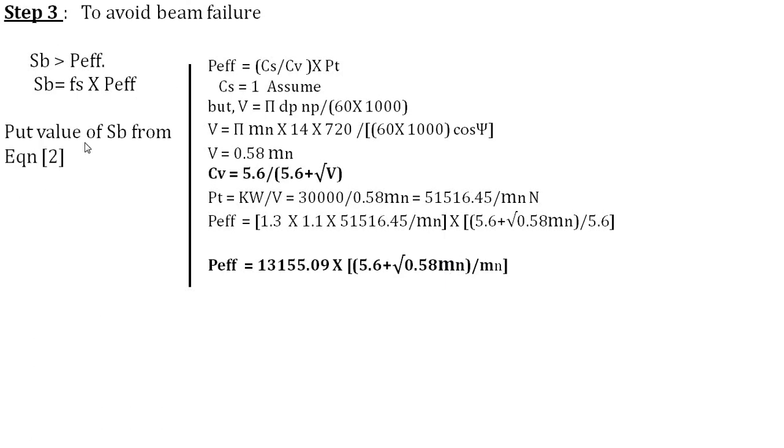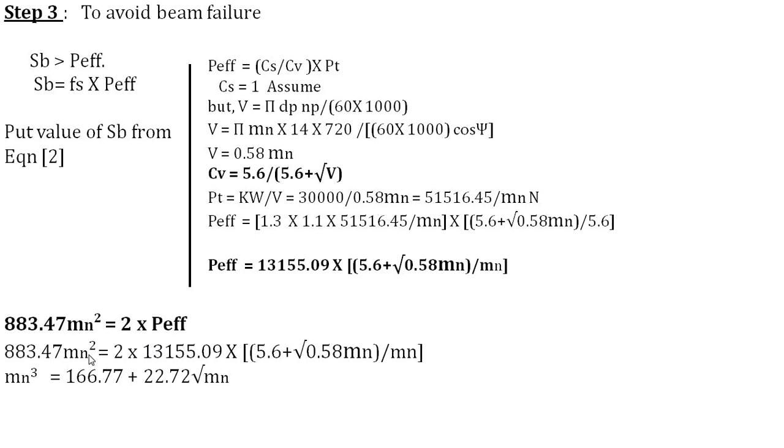Now in this equation we know the value of SB, which is in terms of Mn. Put the value of SB from equation 2 and the value of P effective from this equation. Just simplify the terms. Finally we will get the equation in cubic form: Mn cube equals 166.77 plus 22.72 under root Mn. We can solve it by calculator, or if you are unable to solve by calculator, we need to select the value of Mn on a trial and error basis.